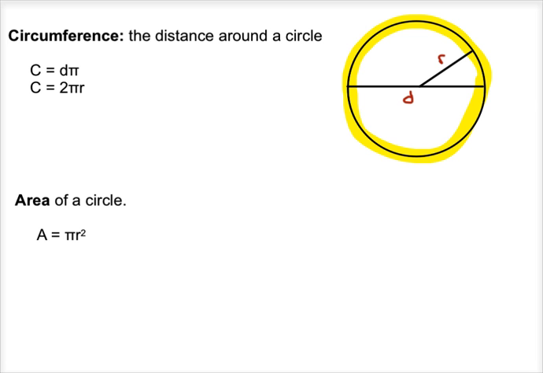The area of a circle. So the area is describing all of this on the inside here, so how much space it takes up on the inside of the circle. And we know that the formula for area is in squared units, and I can even see that the formula is pi times radius squared.